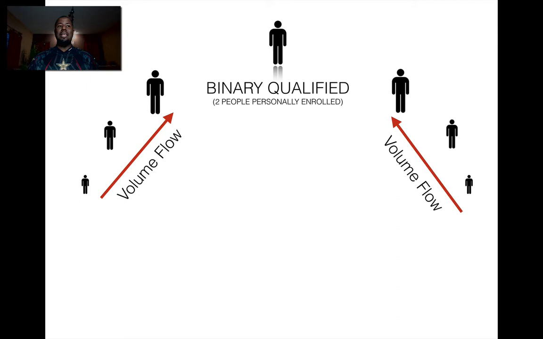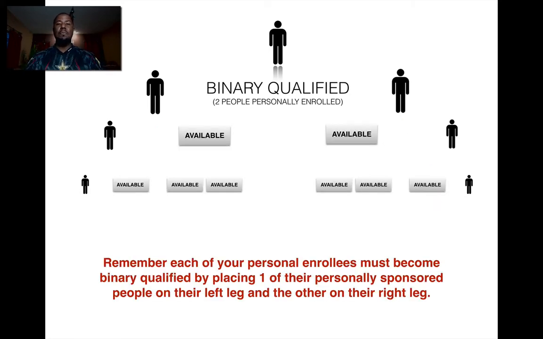So the volume is going to come to you anyway, but now they're getting assistance because you're helping create volume for their team specifically. And that's really important because, like I said, each person has to get binary qualified by getting two personally sponsored people. So this is ideally how you would like to set up your organization, because in the end, all the volume comes up to you, but you want to set it up to maximize your team.